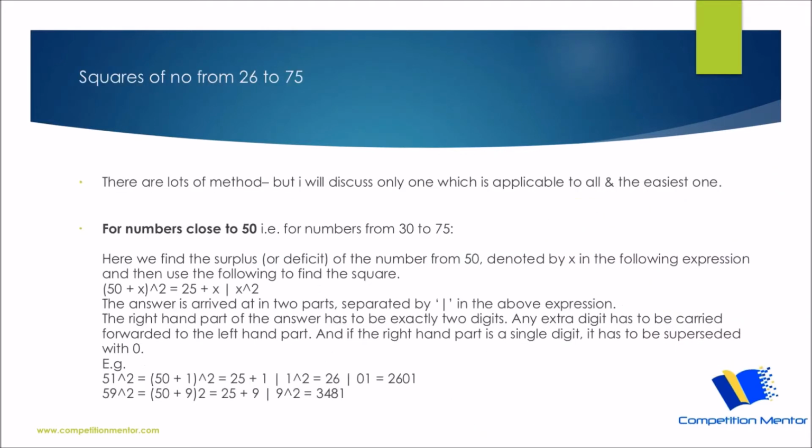Now in this one, we will see squares of numbers from 26 to 75. The only prerequisite is that you should know the squares up to 25. That is at least mandatory when you are learning squares. Wherever you go, you at least need to memorize them. You should know up to 25 square. That is very important. So now we'll discuss squares from 26 to 75.